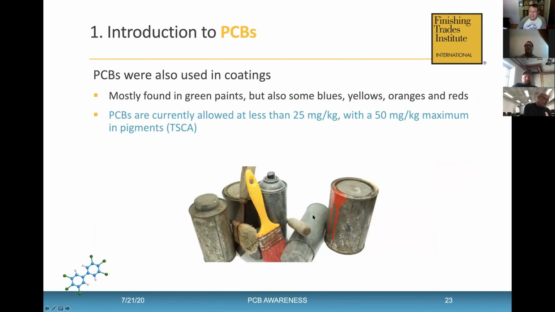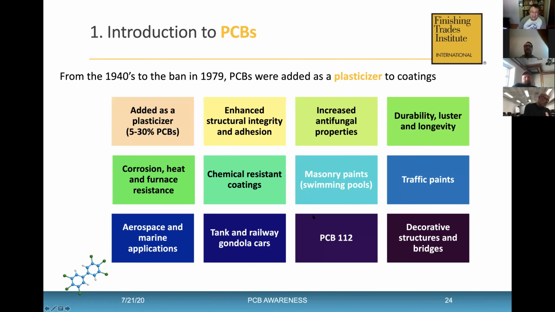And they can still be in coatings today, even though they're banned, which is, I love it when you've got a law protecting somebody. There's always this, yeah, but what about this part? So you can have them in coatings at 25 milligrams per kilogram and a maximum of 50 milligrams per kilogram for pigments. So you've got to look at safety data sheets.